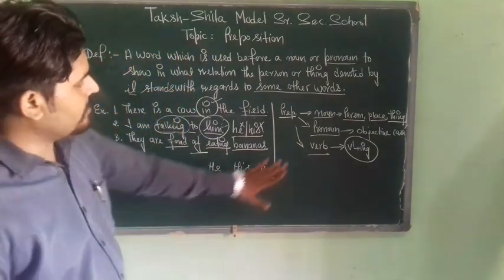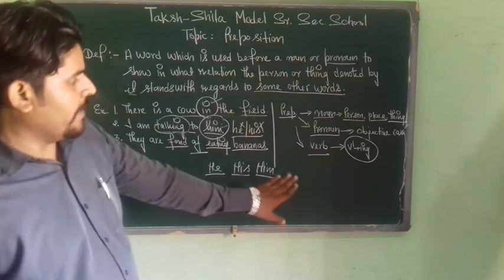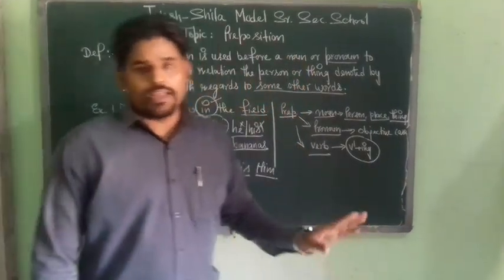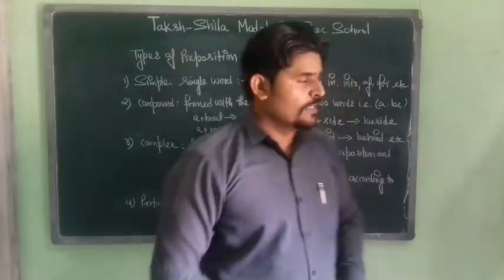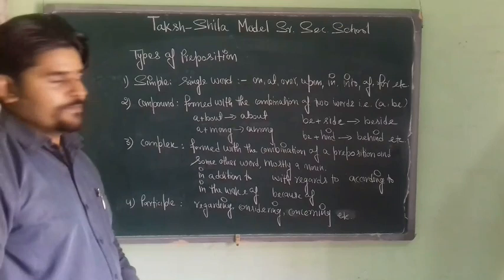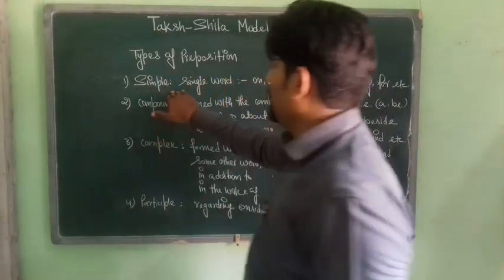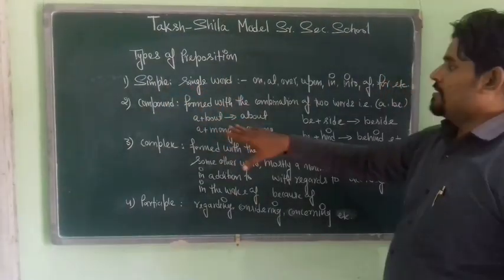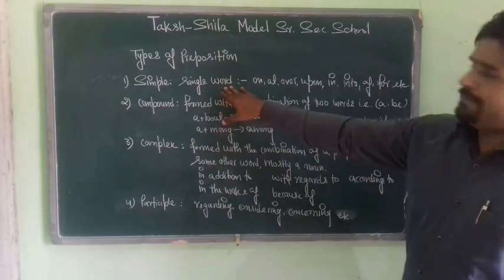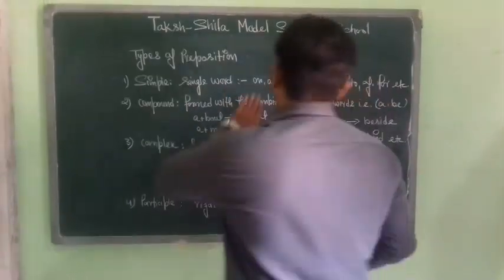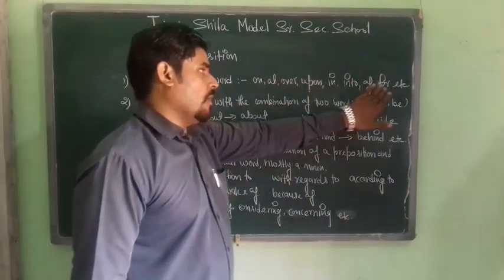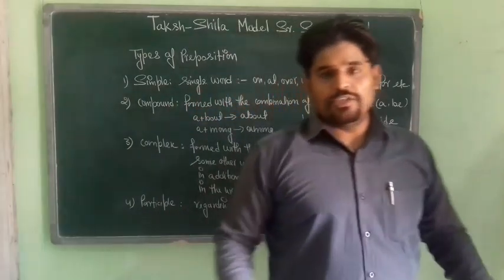Now we have understood these three things. I have told you, if there is a verb after a preposition, it is always converted into the ing form of the verb. So here, types of prepositions. Prepositions are of four types. First is the simple preposition. So what are simple prepositions? Simple prepositions are composed of a single word. For example, on, at, over, upon, in, into, of, for, from, etc.